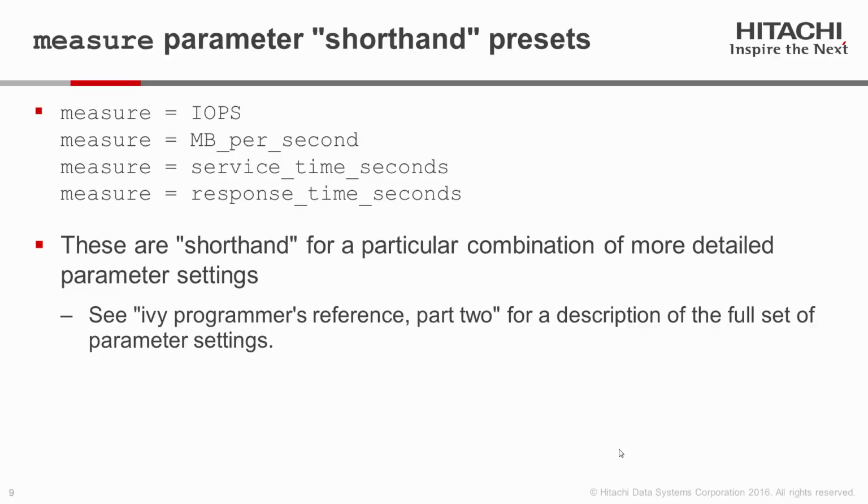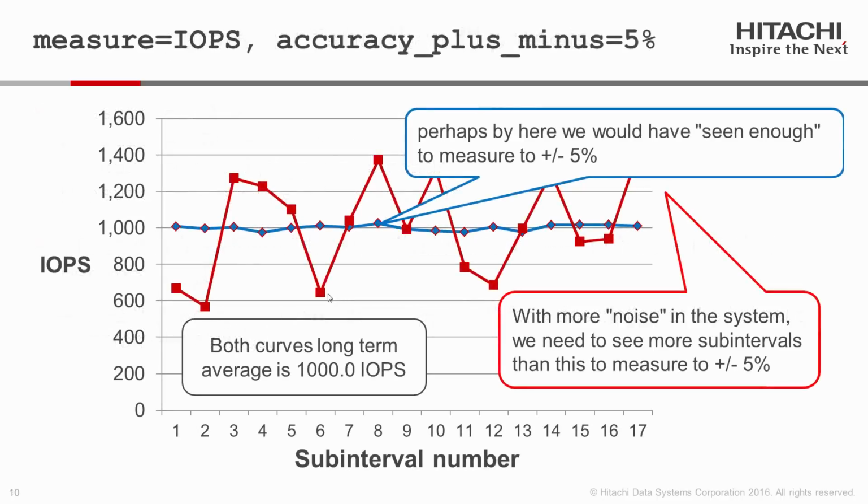In this introductory presentation, we're showing some measure parameter options. You can measure IOPS, you can measure megabytes per second, service time, and response time. These are shorthand for a particular combination of more detailed parameter settings, and see the IV Programmer's Reference Part 2 for a description of the full set of parameter values.